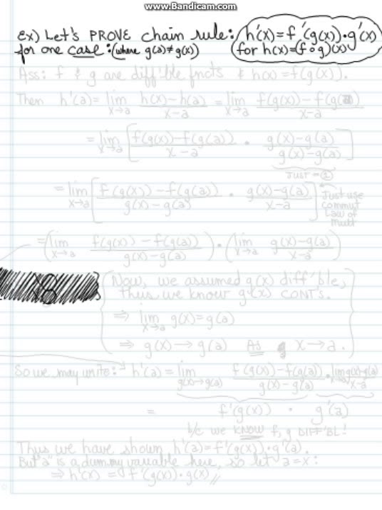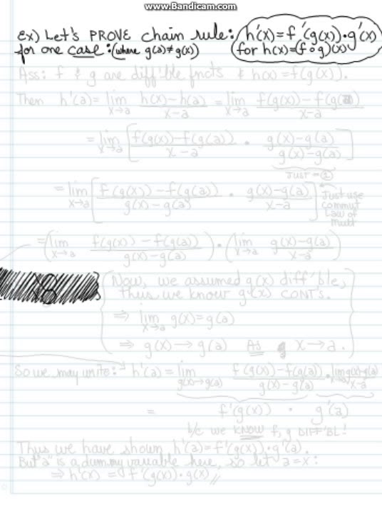It's not easy to prove the chain rule, so we'll just do the proof for one case. We'll do it for the case where g of a is not the same as g of x. So the chain rule in its statement is that h prime of x is equal to f prime of g of x times g prime of x, for h of x being the composite function f composite g of x. So let's just run through it real quickly.